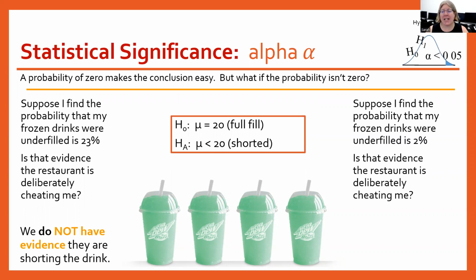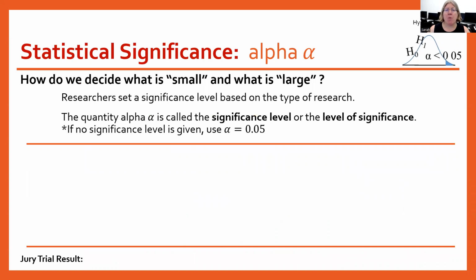On the other hand, if I find that the p-value or probability that my drinks were underfilled is 2%, then I do have evidence that these drinks are not being filled all the way, because that's about a 1 in 50 chance that would happen. So how do we decide what is small and what is large? Researchers set a significance level based on the type of research. They call that significance level alpha, and it typically ranges somewhere between 1 and 10%. If no significance level is given, we use alpha equal to 5% or 0.05.